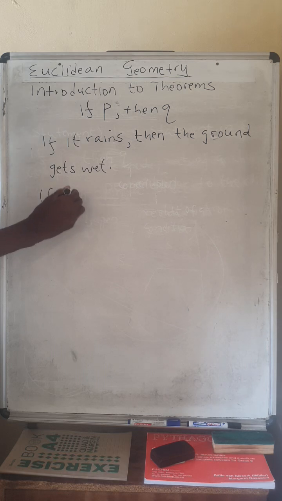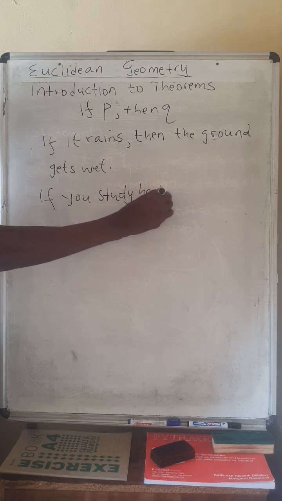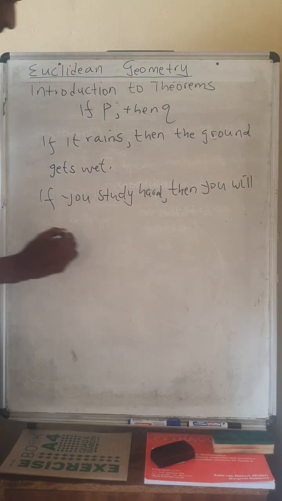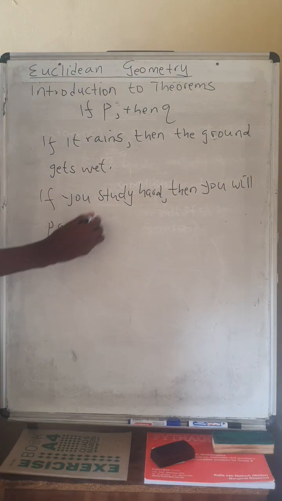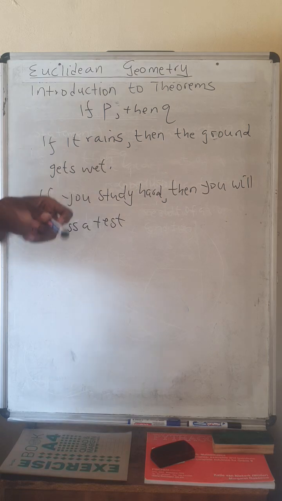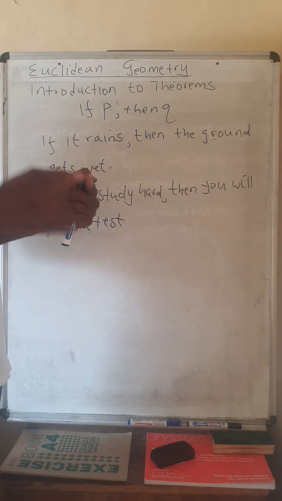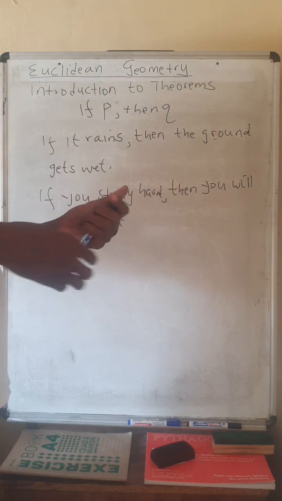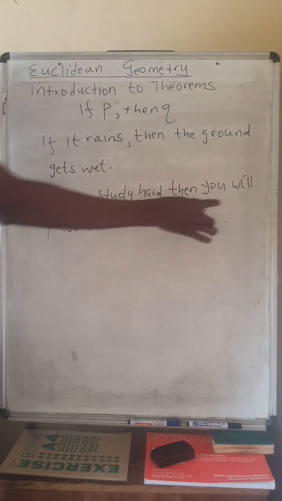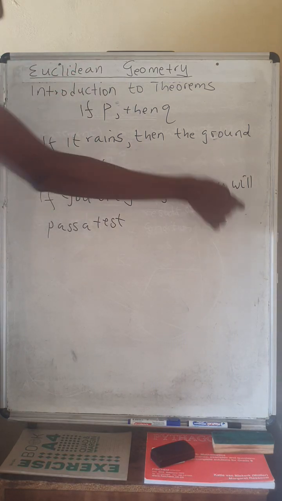Again, we spoke about if you study hard, then you will pass a test. Let us look at the conclusion here. The conclusion is you will pass a test. Guys, remember I told you I can only have a conclusion provided there is a condition. There is something that happened previously which led us to that conclusion. So in this case, remember I said a conclusion will always be the result of a condition. So this is the result of what happened previously. What happened previously in order for us to have this conclusion?